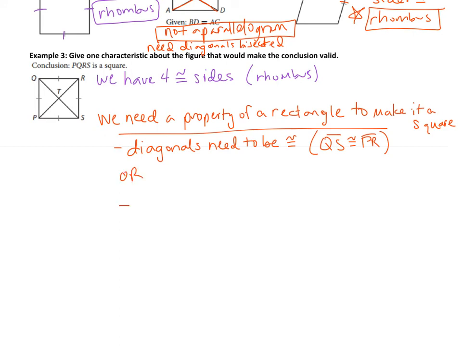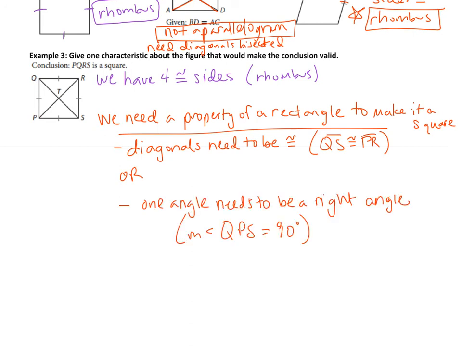Another characteristic or property that we could say is that we just need one of the angles to be a right angle. So for example, in our picture, QPS, one of these a right angle right there in the corner. So not one of the interior ones on the very inside right here, but on the edges of our 4 corners of our shape. So if one of these properties is true, then it would also be a rectangle. And if it's a rhombus and a rectangle, then that would make it a square in the end.